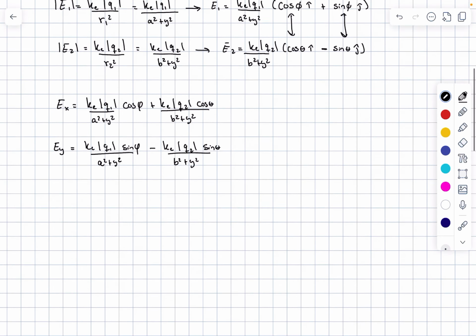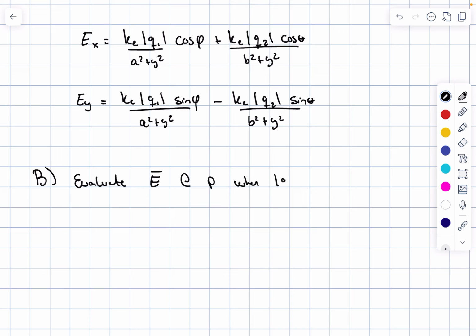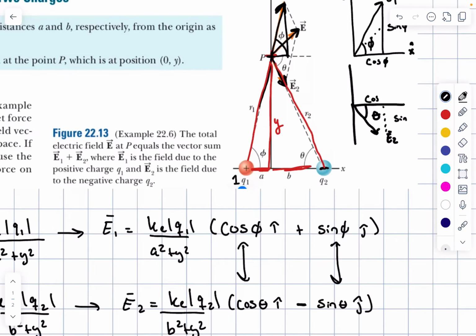Now, if you go into the example, there's actually a part B, and B asks us to evaluate our electric field at point P when Q1 is equal to Q2 and when A is equal to B. So let's see what that will look like.